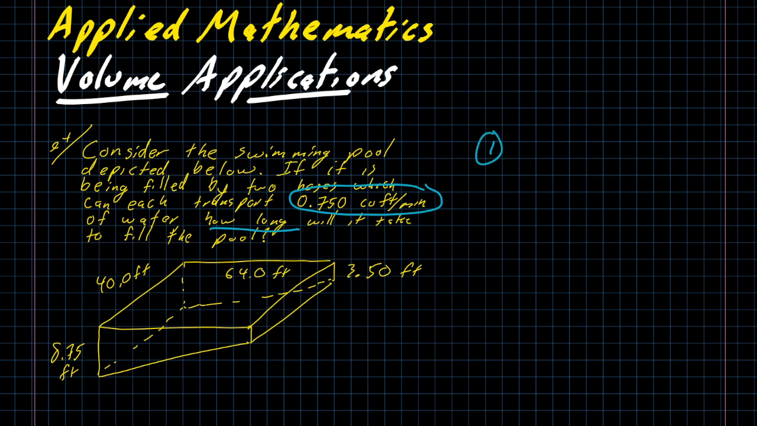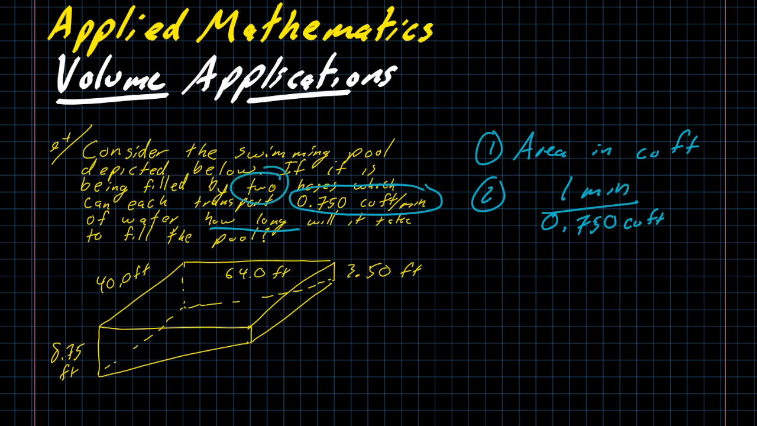So, volume in cubic feet. And then 1 minute is 0.750 cubic feet, although that's actually not true because there are two hoses. So 1 minute is 2 times 0.750 cubic feet. But that's okay, that's the idea. And when we have the volume in cubic feet and we multiply by this unit rate, it's going to give us a time in minutes, which will answer the question.